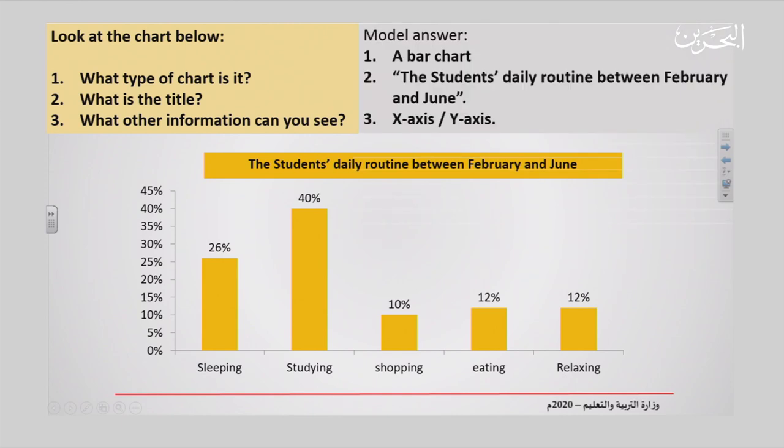Here are the answers. So number one, it is a bar chart. Number two, the title of the chart is the student's daily routine between February and June. Number three, what other information can you see? The x-axis and the y-axis.